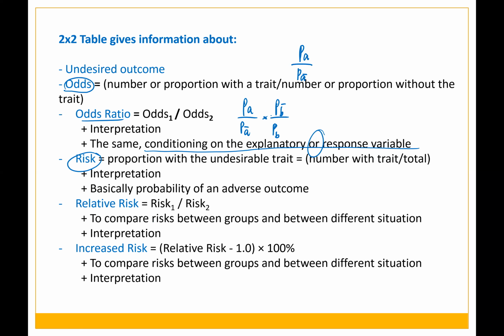Then we have the risk. Risk is basically just the probability of an adverse outcome. Say you have 10 different outcomes that can happen, but 6 of them are not desirable. Then the risk is 0.6.